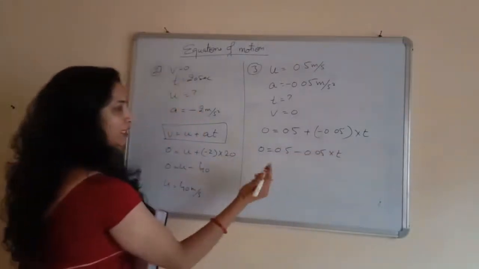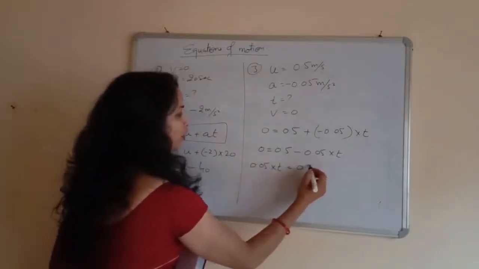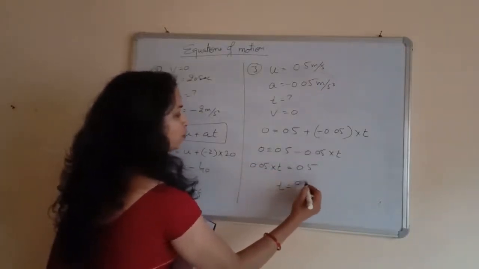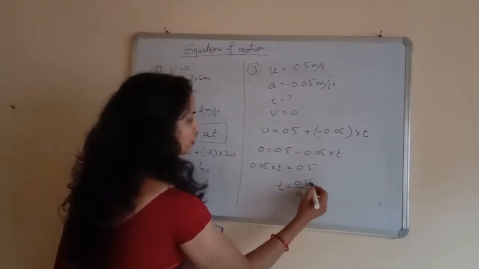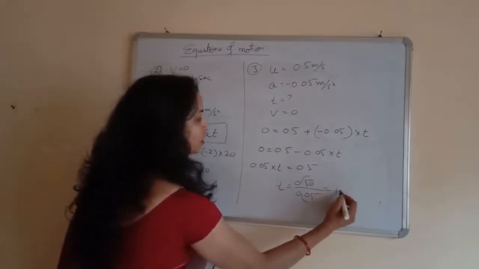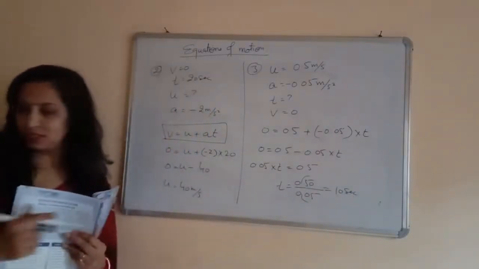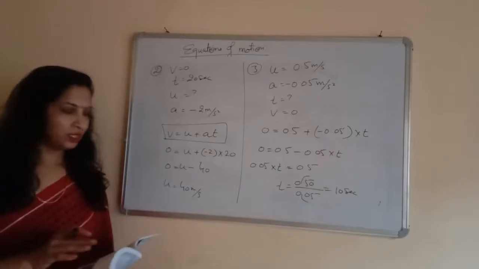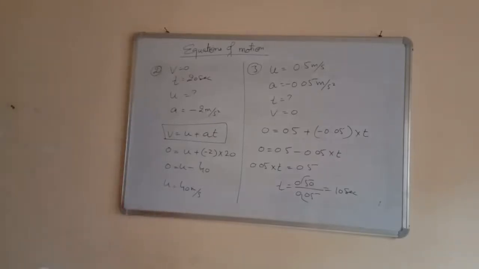So bringing this over here, it will become 0.05 into t is equal to 0.5. So t is equal to 0.5 divided by 0.05. So we can solve it. It is 10 seconds. Okay. So such numericals we can do by using the equation of motion.